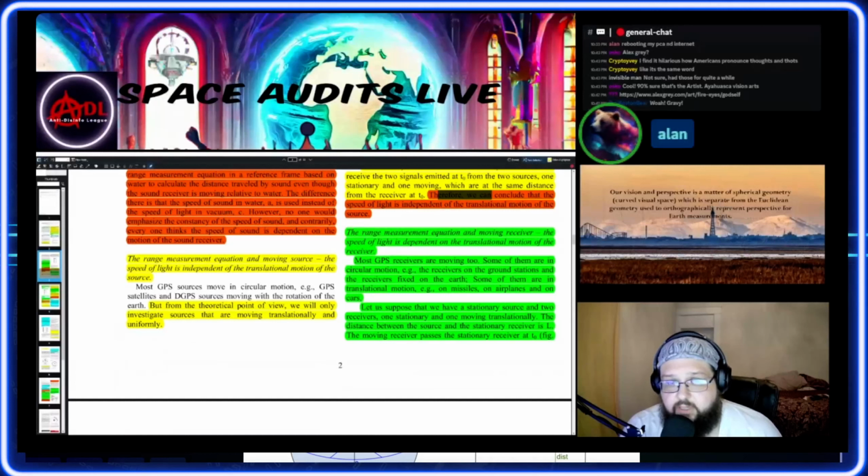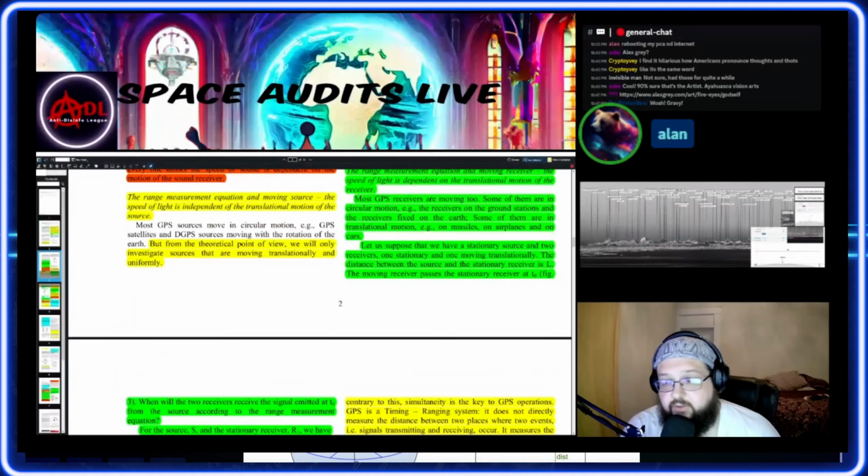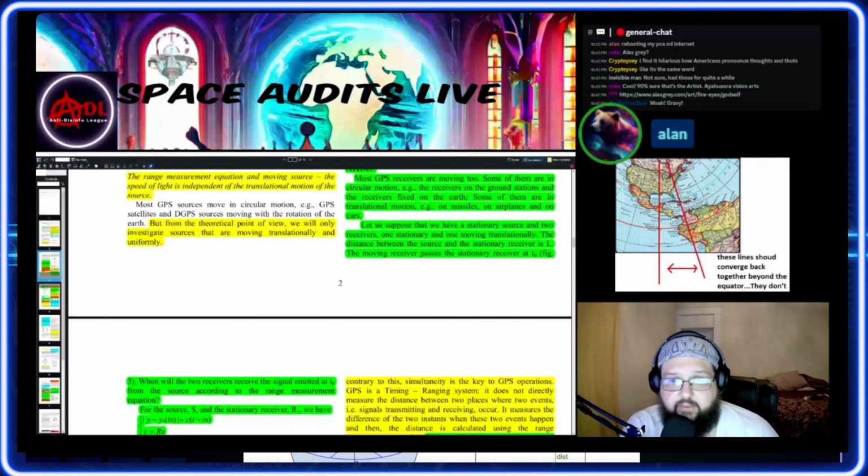The range measurement equation and moving receiver, and the speed of light is dependent on the translational motion of the receiver. Most GPS receivers are moving too. Some of them are in circular motion, e.g. the receivers are on ground stations and are fixed to the Earth, so the Earth rotation fixed, ether wind, same thing. Some of them are in a translational motion. They're on missiles, airplanes, cars, trains, all that.